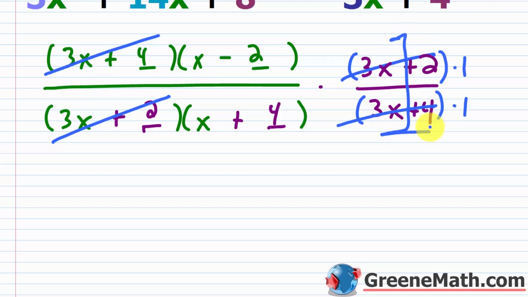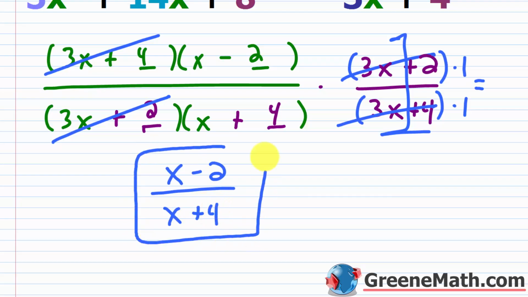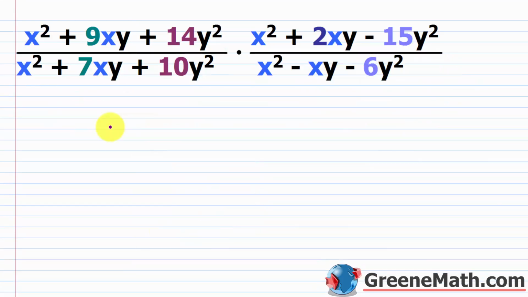It's completely canceled. So all I'm left with, if you want to solve this problem, is just the x minus 2 over the x plus 4. And that's your simplified answer, okay? You don't need to do anything else. Things canceled, so you didn't even have to multiply. Okay, let's look at a more tedious problem. It's not harder, it's just more tedious.